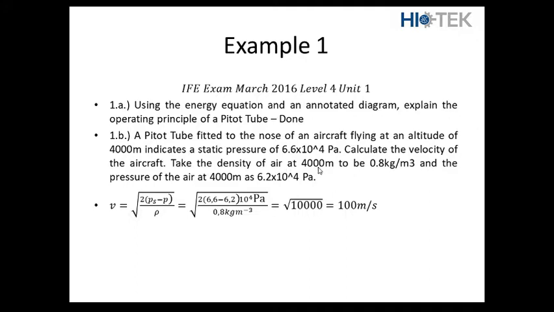Take the density of air at 4,000 meters to be 0.8 kilograms per cubic meter, and the pressure of the air at 4,000 meters is 6.2 times 10 to the 4 pascals, or 62 kilopascals. So we just use that equation we had previously. Your static pressure, I told you, is 6.6. Your air pressure, which is basically what's flying into the Pitot tube, or the pressure it feels, is 6.2. Divide that, you say 2 times the difference divided by the density and take the root, and you come out with the velocity of the aircraft is 100 meters per second.